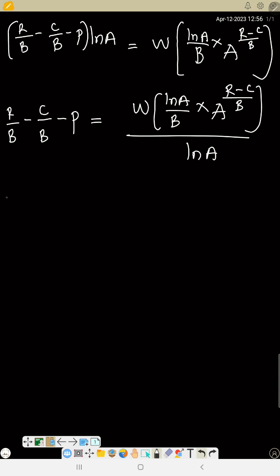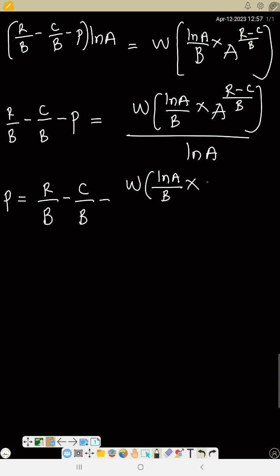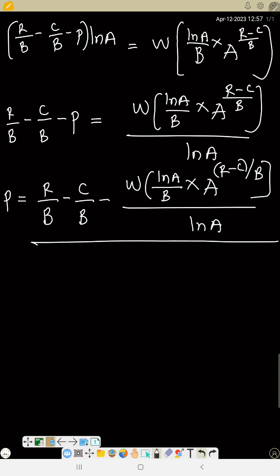So p equals, take this p to the other side. So it equals r over b minus c over b minus W of ln a over b times a raised to power r minus c divided by b, everything divided by ln a. So this is our p now. So I found p like this.